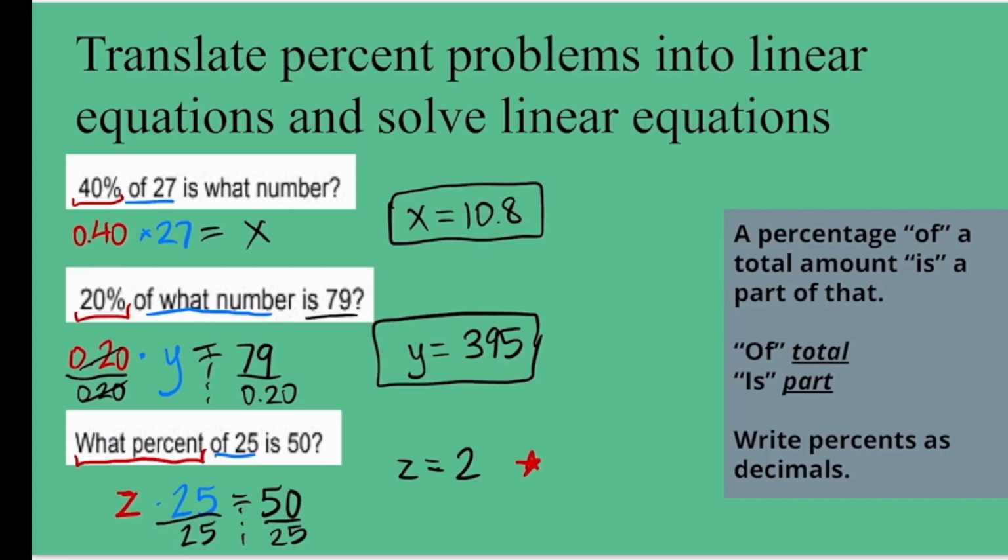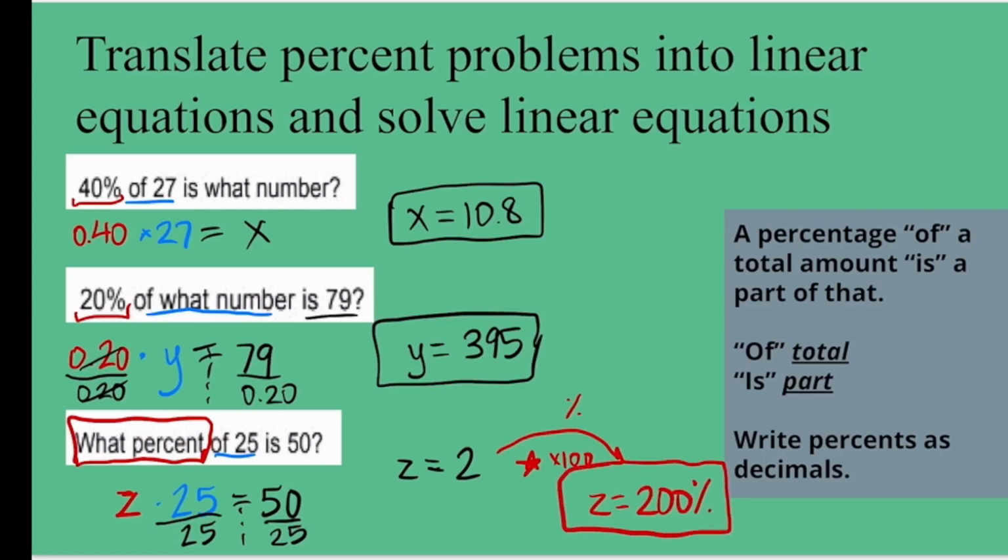This is asking for a percentage. You cannot just put a random percent sign. You need to convert to a percent, which means we're going to multiply by 100. 2 times 100 is 200. That is your percentage. So it is possible to have percents that are larger than 100. It's just based on the work and the math and where the numbers fall.